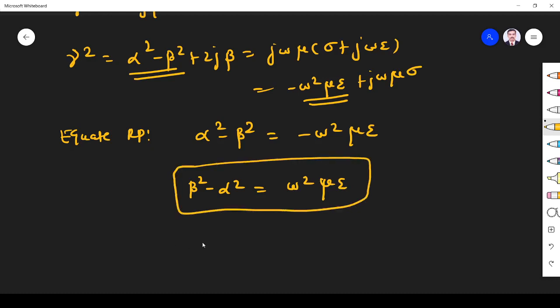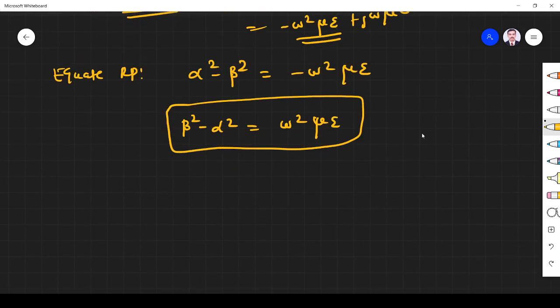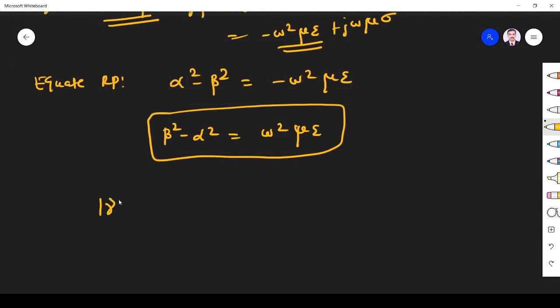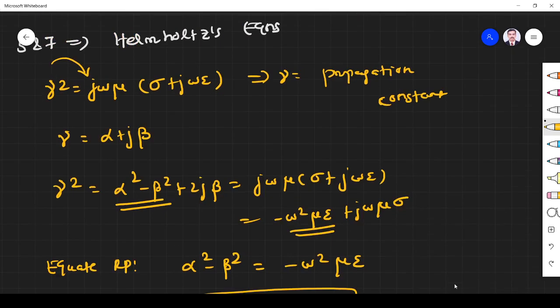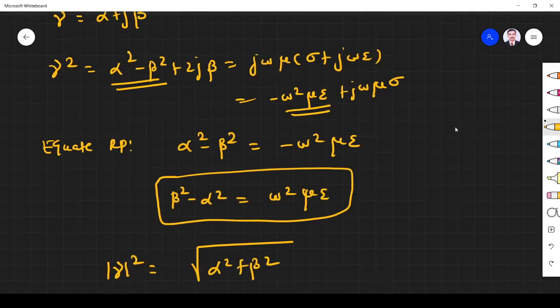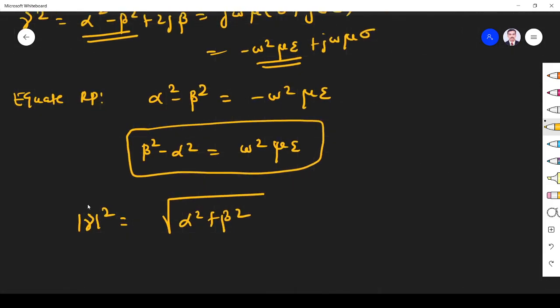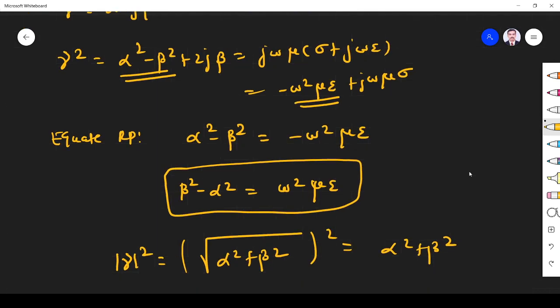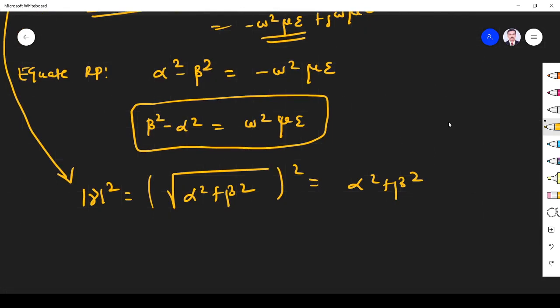Similarly, let us find the magnitude of gamma squared. Gamma is alpha plus j beta, so mod gamma squared is alpha squared plus beta squared. Clear? So that is what we have to know. Alpha squared plus beta squared is equal to mod gamma squared.